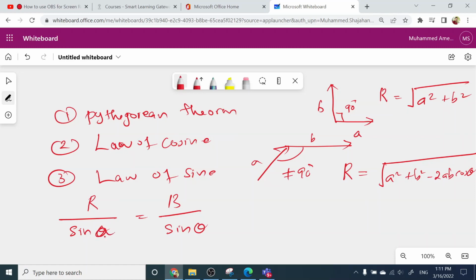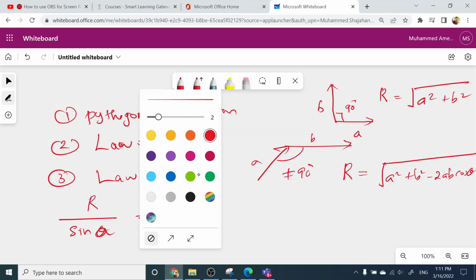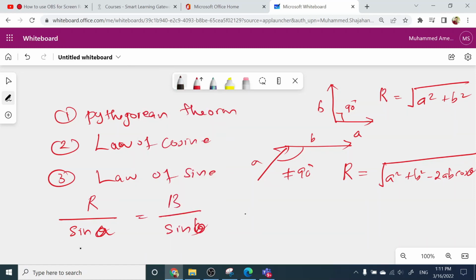So angle instead of theta, I will write sine A, sine B, like that. Then, at what situation do we use law of sine? Law of sine we use if two angles and one side is given, and we use law of cosines when two sides and one angle is given.